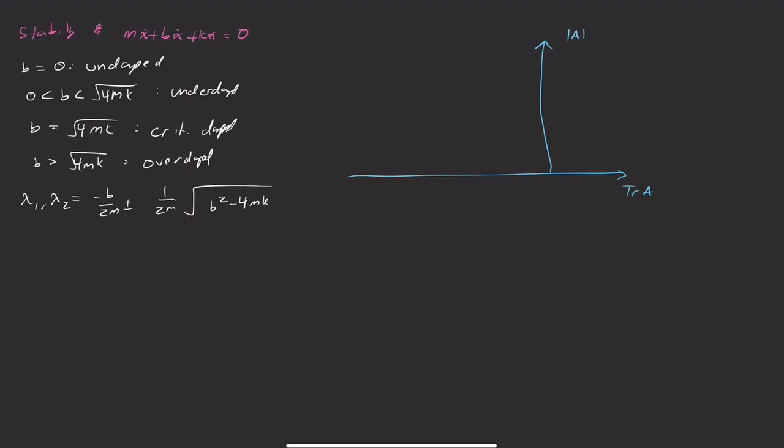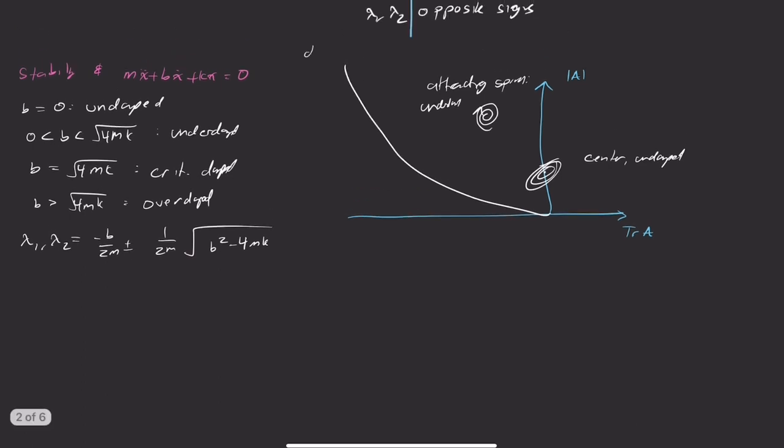So my center will be my undamped systems. If I have an attracting spiral, this is underdamped. This will be my parabola. This will be degenerate nodes.